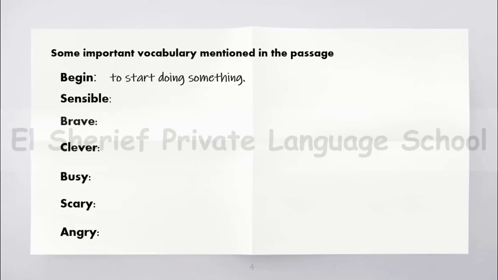The second word is sensible. Yes, sensible. And it means able to make good judgment based on reason. Yes, he is able to make good judgment based on reason. And for this we are going to say, Alice is a sensible girl.